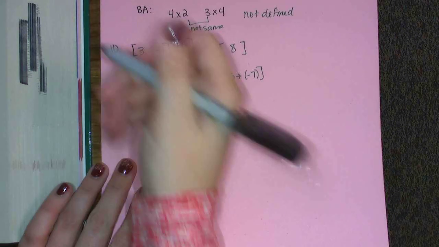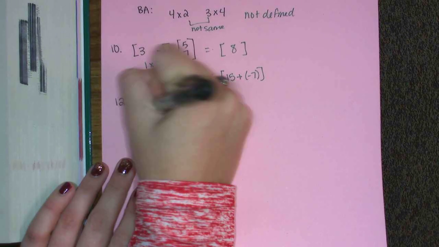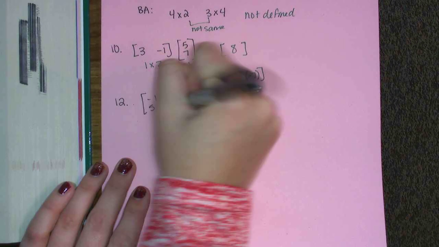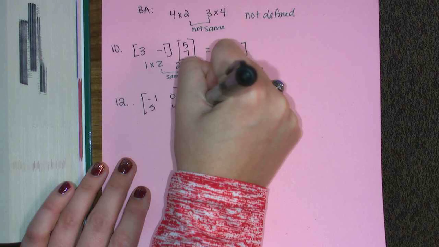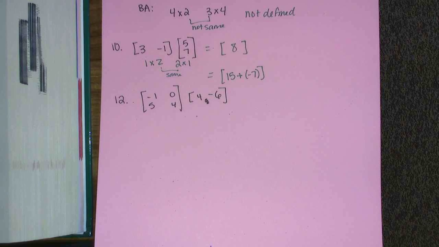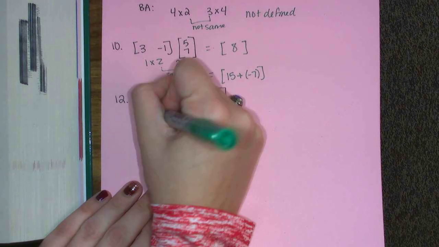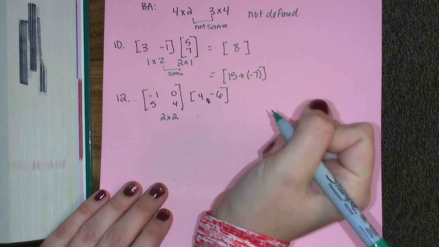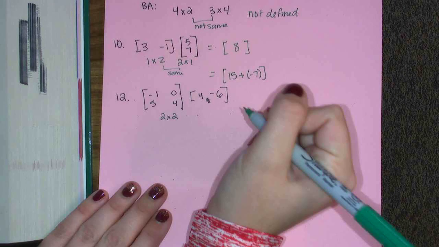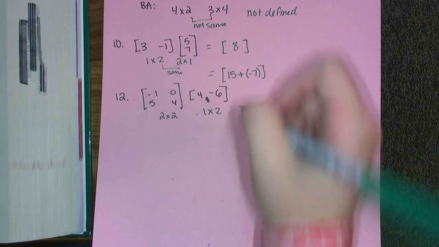All right, 12. -1, 0, 5, 4, and then 4, -6. So this is a 2 by 2. This is a 1 by 2. Can't do it. Not defined.